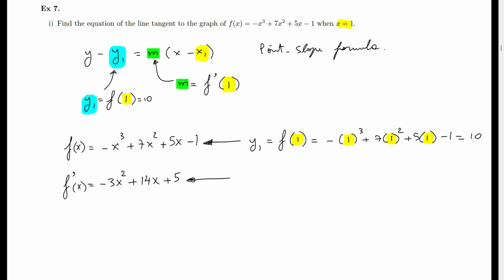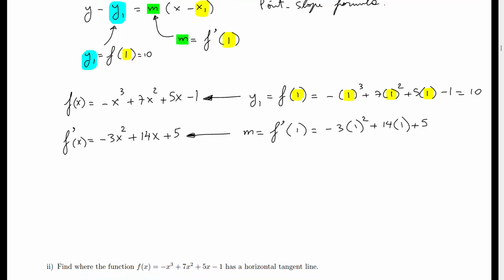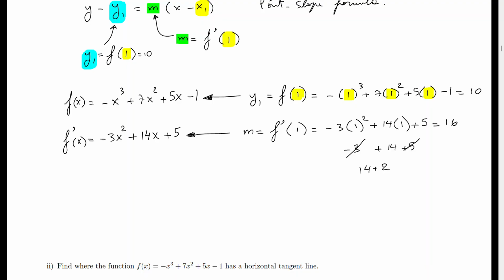So m, the derivative of the function f at the point 1. What do I get when I put 1 into the derivative? I get -3 times 1 squared plus 14 times 1 plus 5. Okay, I won't make the same mistakes as before. Let's calculate it carefully. 1 squared is 1. 1 times -3 is -3. 14 times 1 is 14, and then 5. So let's see. -3 plus 5 is 2, and 14 plus 2 is 16. So the total there is 16, and great.